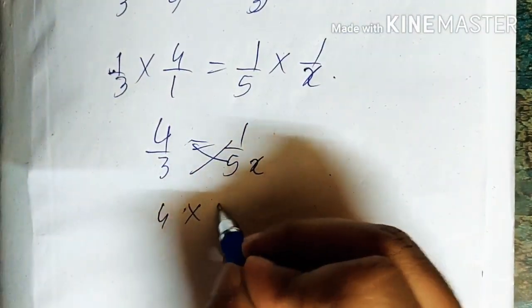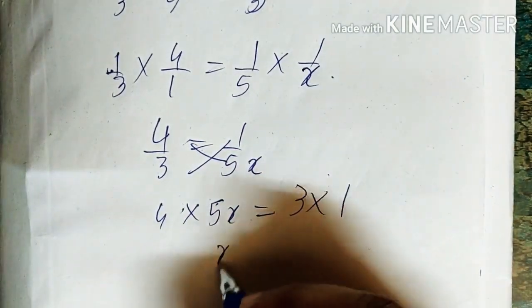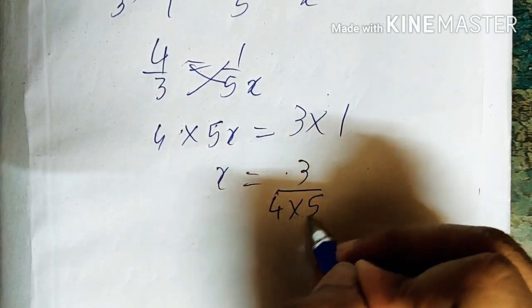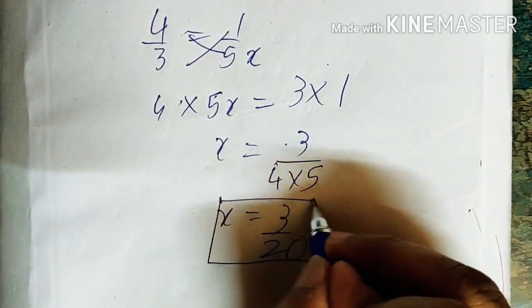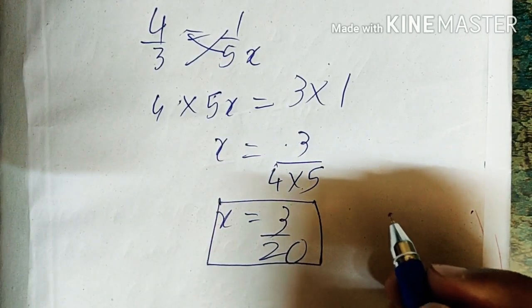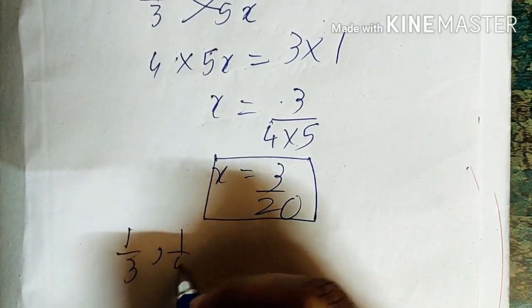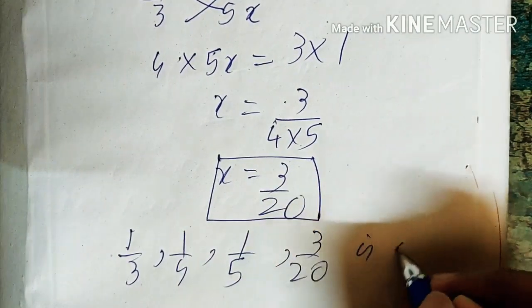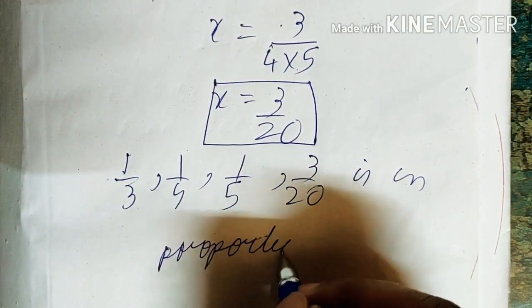So this will be cross multiplied. Then 4 into 5x equals 3 into 1. So x here is equal to 3 upon 4 into 5. That is x equals 3 upon 20. This is our fourth proportion. Meaning 1 upon 3, 1 upon 4, 1 upon 5, and 3 upon 20 are in proportion. Okay.